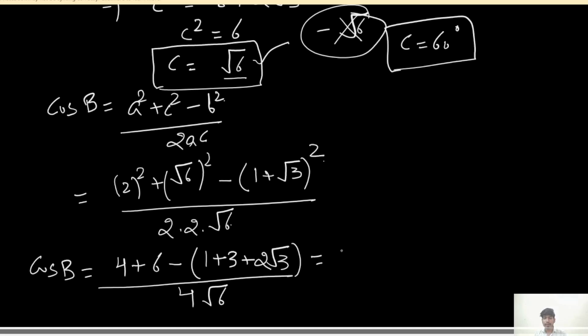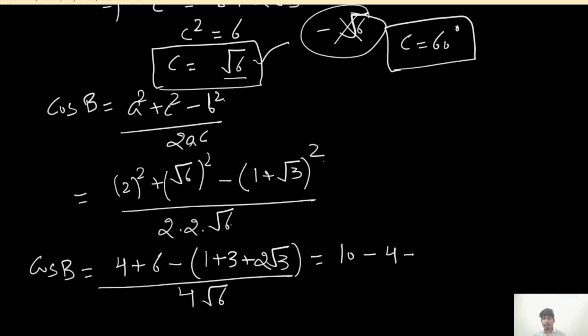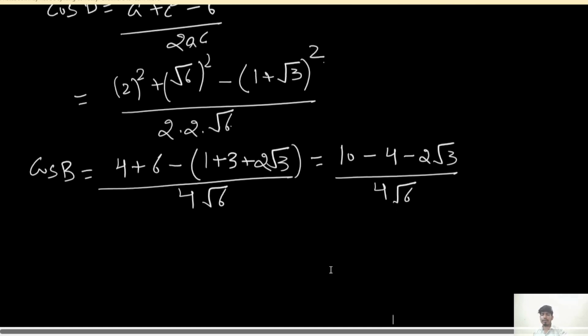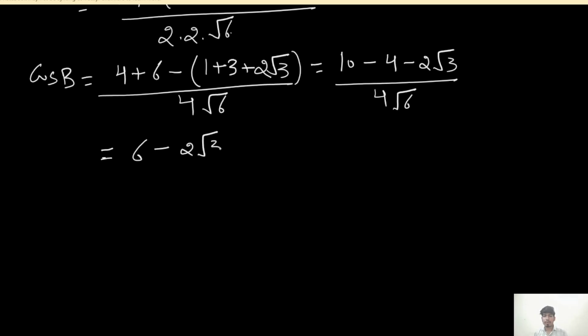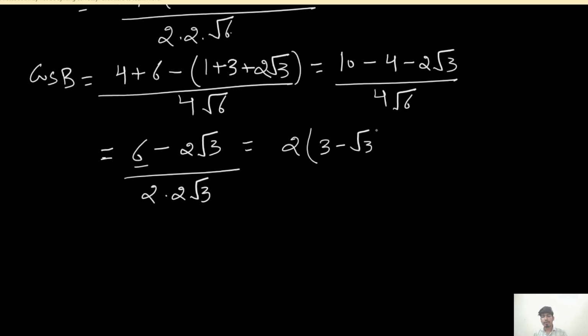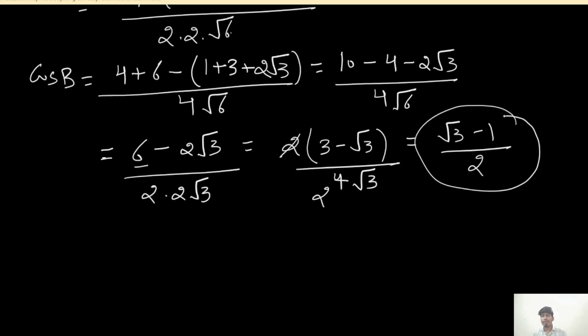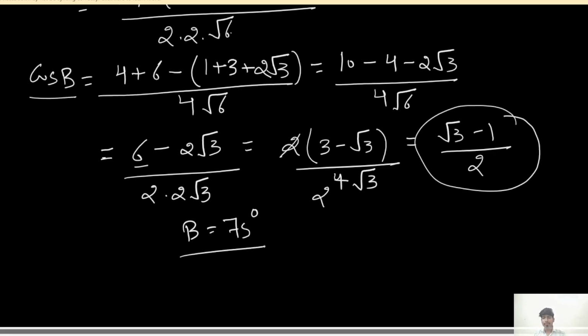Okay students, then what we get: 6 plus 4 is 10, minus 4, minus 2 root 3, upon 4 root 6. 10 minus 4 is 6, so we get (6 minus 2 root 3) upon 4 root 6. Take 2 common from here: 2 into (3 minus root 3) upon 4 root 3. Then 2 cancels with 2, and this becomes (root 3 minus 1) upon 2. We know cos B is equal to (root 3 minus 1) upon 2, so B is 75 degrees. You can check: cos 75 degrees is (root 3 minus 1) upon 2.